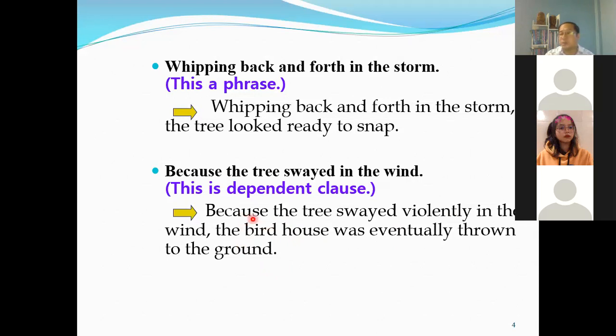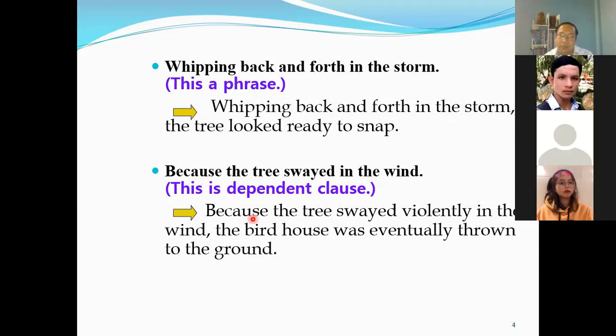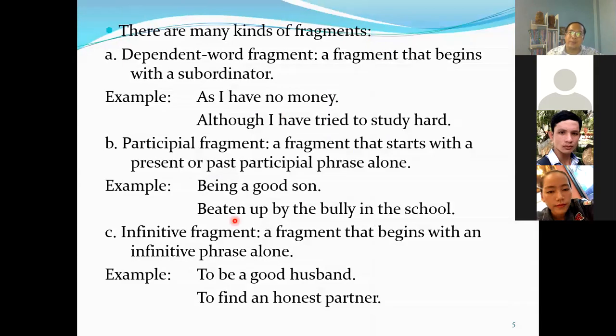Because, everybody, what kind of clause is it? Adjective, adverb, or noun? Anyone? Adverb, teacher. Yeah, adverb clause, right? Adverb clause. That's why what we call it here is adverb clause, okay, adverb of reason. So again, when I'm talking about fragments, we can have a lot of fragments.